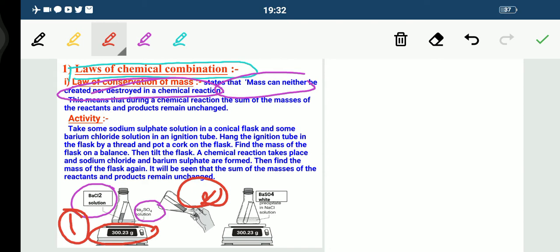So then they are telling us to find the mass of the flask again. So you can see here, we have to measure the mass again. So it is approximately, it is absolutely the same as that of the earlier one, fine, the first one.